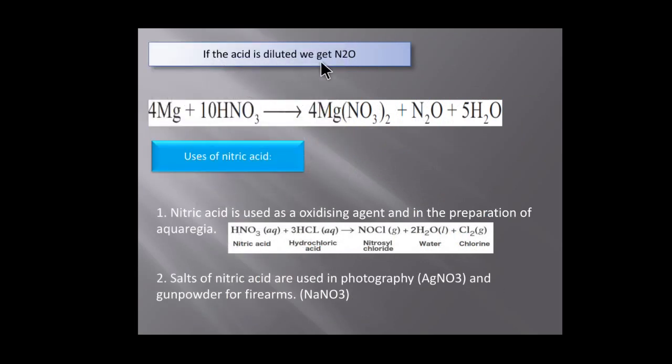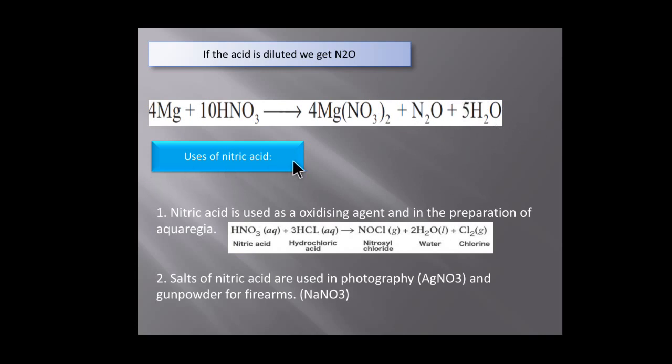If the acid is diluted, we get N2O, nitrous oxide. Magnesium reacts with dilute nitric acid to give magnesium nitrate and N2O, nitrous oxide, and in the diluted form, water is in excess.